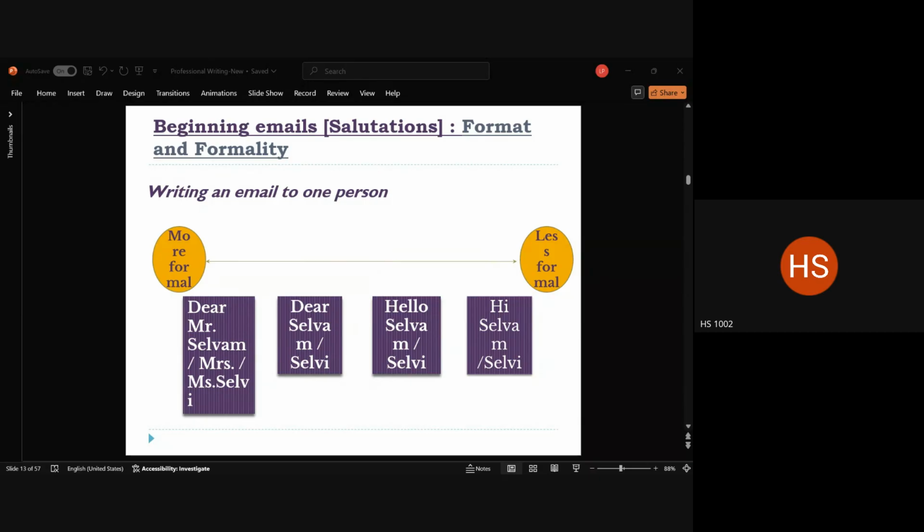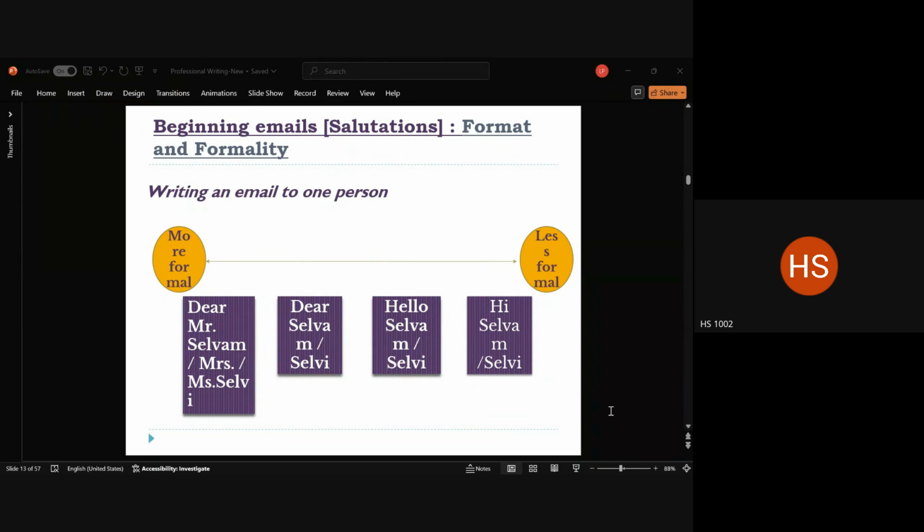It begins with Dear, followed by the title, depending on whatever is suitable in that case. You have Dear, followed by the title, followed by the person's name. Here, I have only included the first name, but a more formal version would be to use either the full name of the person or the last name of the person. Just don't worry, I'm writing it down in the chat. So, Dear, title, full name, or the last name of the person. This would be considered the most formal version.